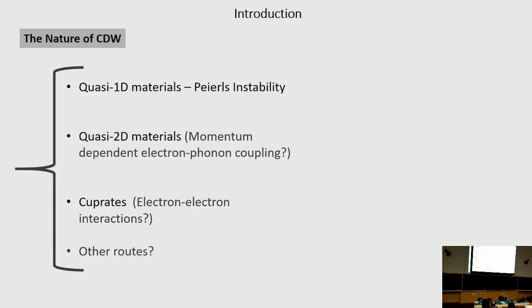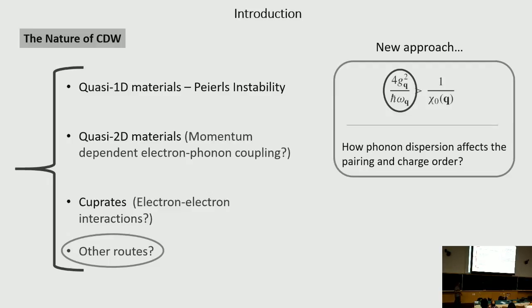Okay, so the point is we are interested in some alternative roads. A naive alternative road is looking back to the Peierls instability, and we see that here, if the term on the right side is not so high, we have two terms on the left side, the electron-phonon coupling and the phonon dispersion. So it's not just the electron-phonon coupling that should play an important role. The phonon dispersion also should play an important role here.